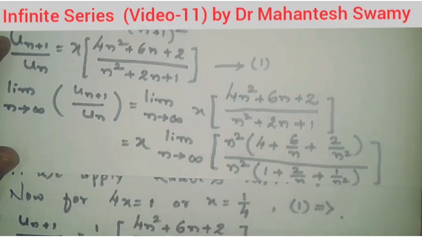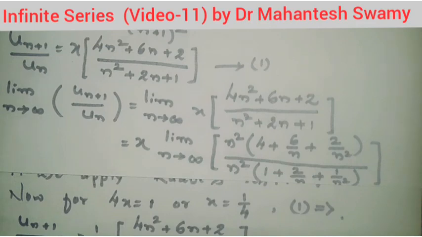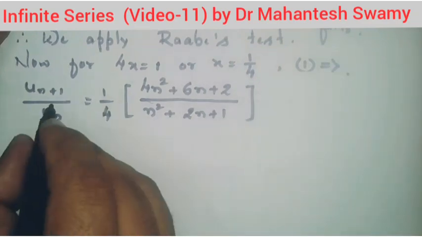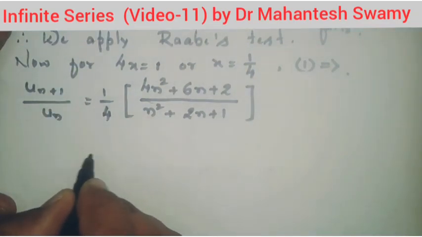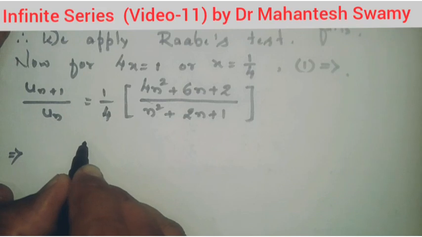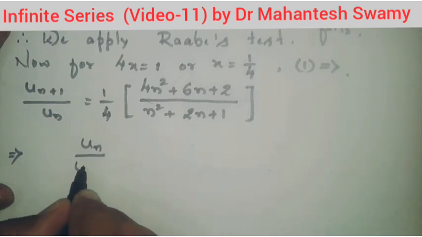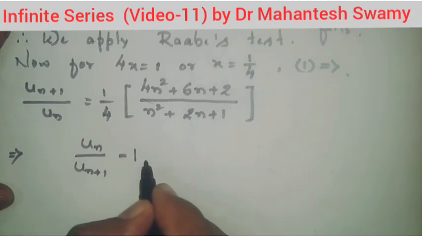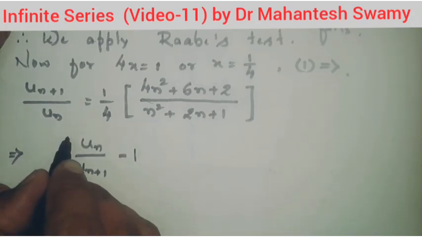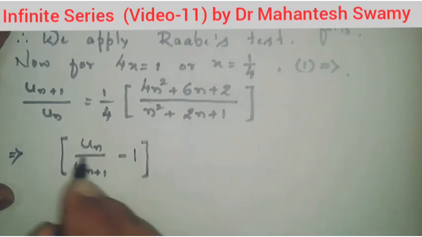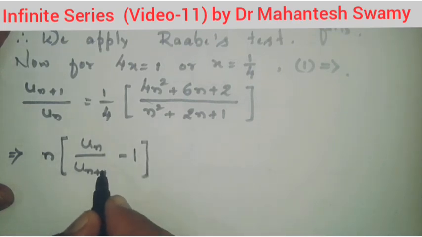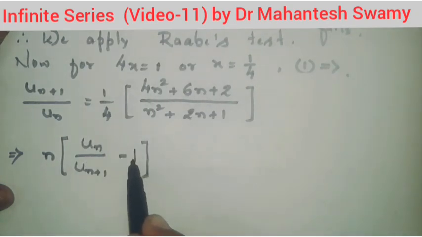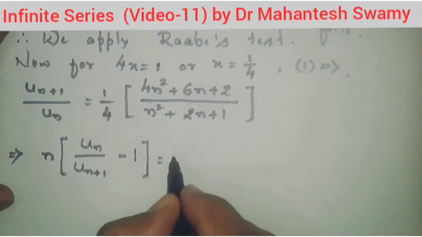So this is the thing we are getting. Now we shall proceed to Raabe's test. So what should be done? We have to take the reciprocal of this. This implies we have to take un divided by un plus 1, and we have to take minus 1 from that. And then we have to multiply n with this. So all the 3 jobs we are doing simultaneously. We are considering the reciprocal here, and minus 1 we are taking and then multiplying it with n.